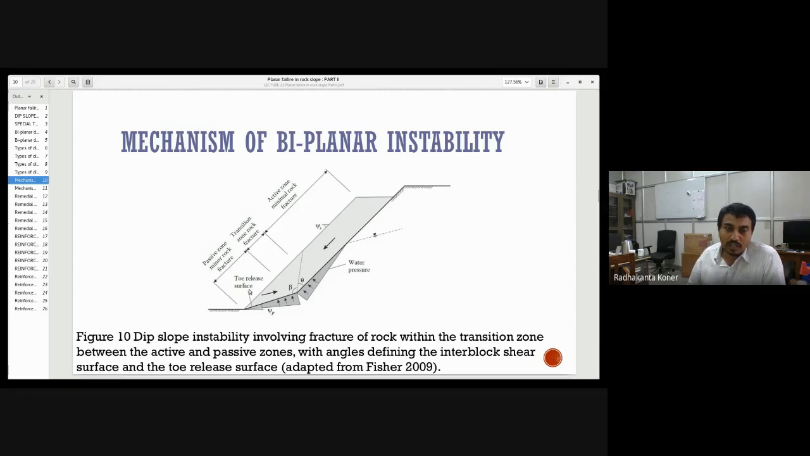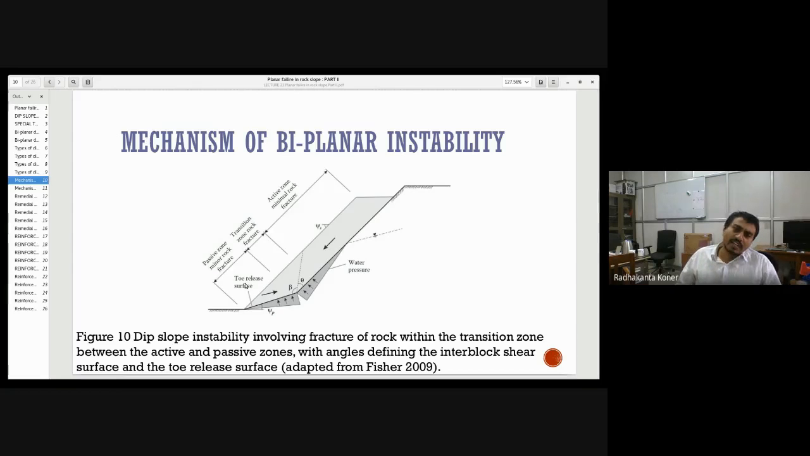The last one is the toe release surface. Because finally, if the failure has occurred, all the force is redistributed because the force is released. So this is basically a passive zone, and here only the manifestation of the movement is observed.